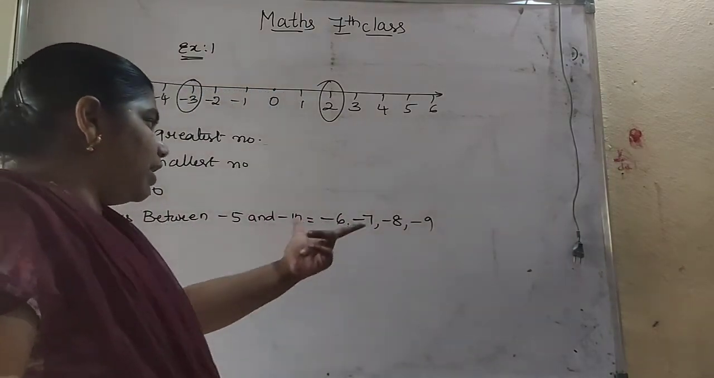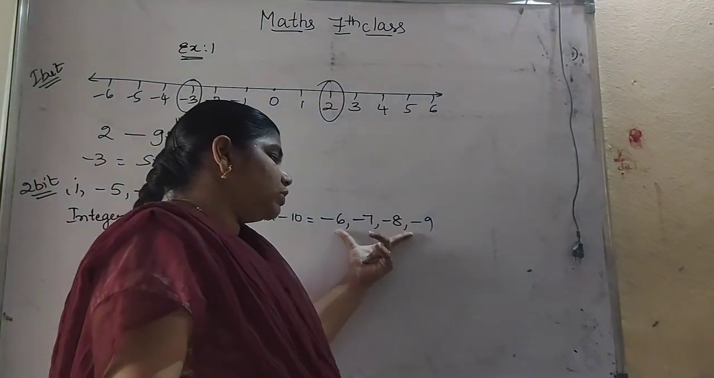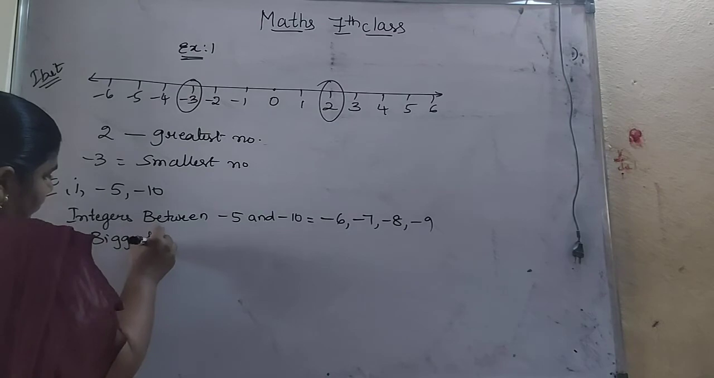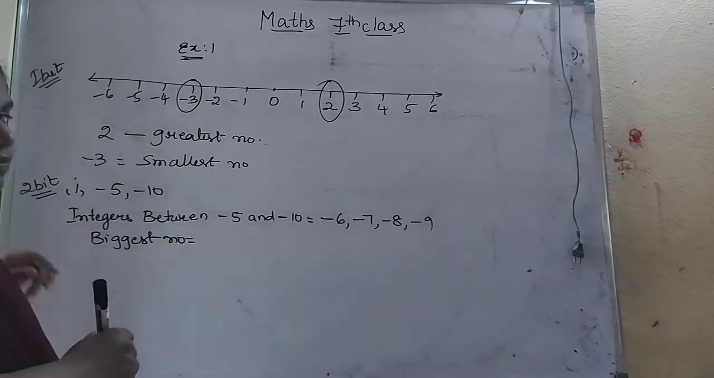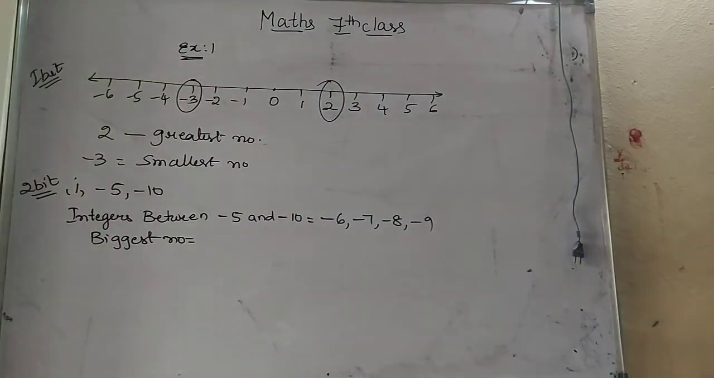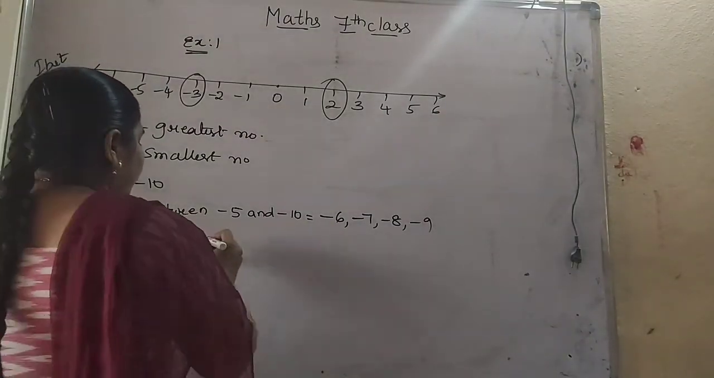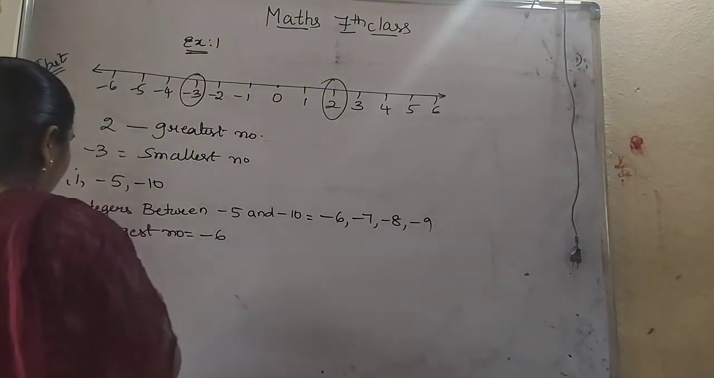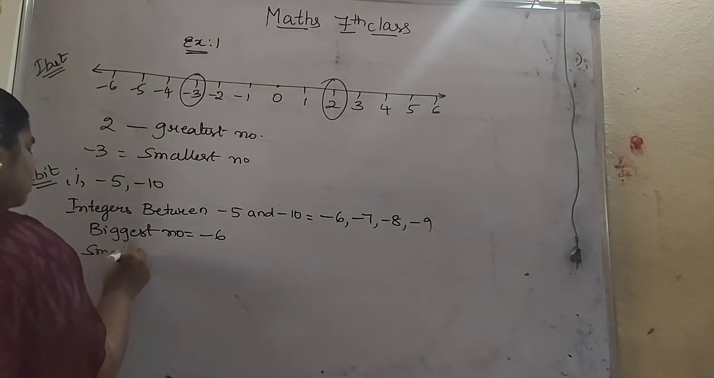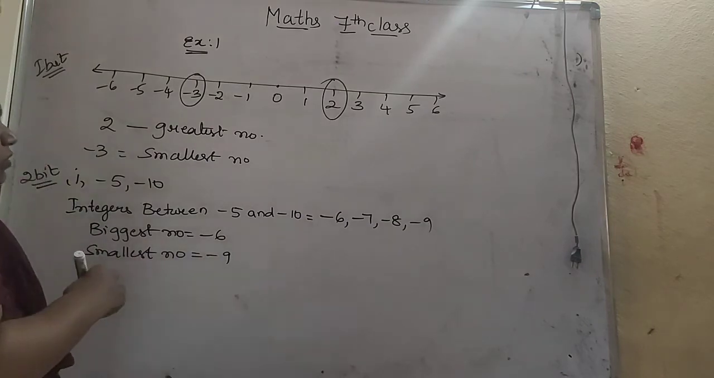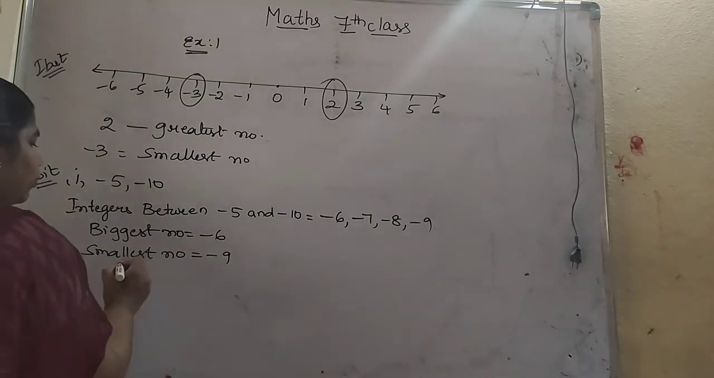So in this set, which is the bigger number and which is the smaller number? The biggest number will be minus 6 and the smallest number will be minus 9. Let us check on the number line.